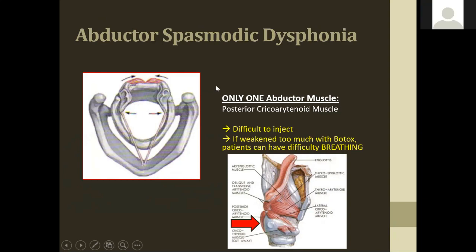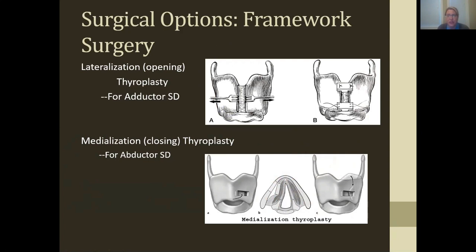The alternative is coming in from the side. Sometimes we'll turn the patient's head really far so we can come in from the side to try to reach that muscle. But the challenge with that is there are a lot of swallowing muscles around here. So when we come in from the side, sometimes patients have some difficulty swallowing because these swallowing muscles overlap those posterior cricoarytenoid fibers. And so it's a very challenging type of spasmodic dysphonia to treat.